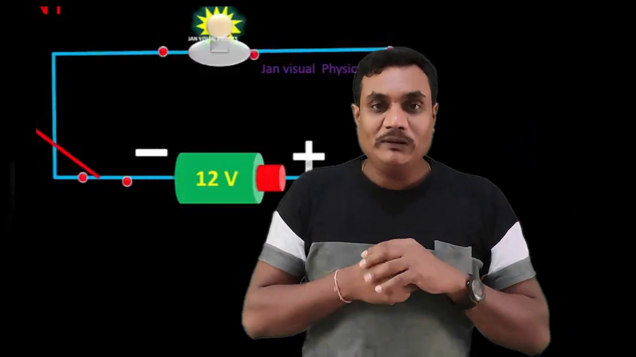But the problem is that if you want to move an electron or a proton from one place to another, then to move that charge some work needs to be done. Now the question arises: why is there a need to do work?